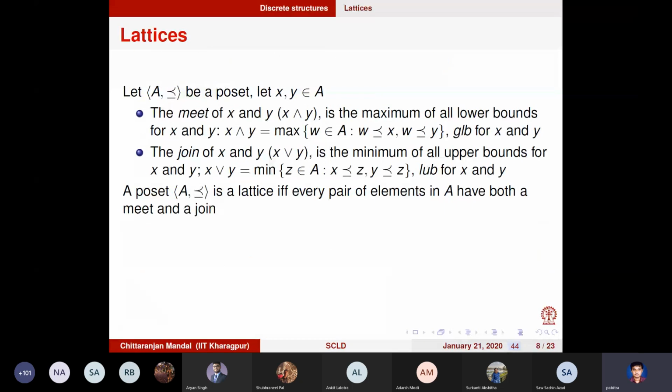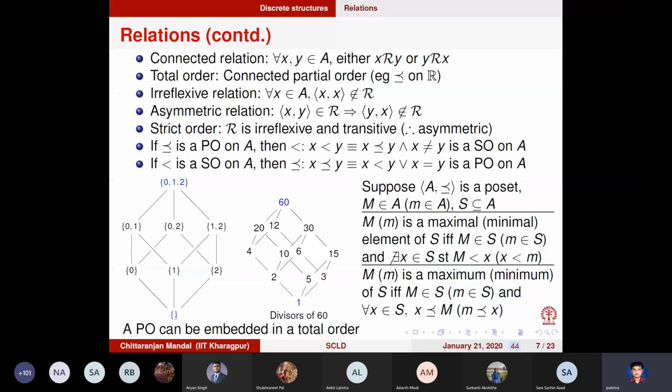I think let us stop here today. So let me quickly recapitulate. We have talked about relations. We have talked about relations satisfying certain properties like reflexivity, symmetry, transitivity. We call them an equivalence relation. Then relations satisfying reflexivity, transitivity, and antisymmetry, we talked about them as partial order relations. And we talked about total orders, which are connected partial orders. We talked about relations which are irreflexive and transitive, meaning they are asymmetric, and we call them strict order relations. And you can represent a partial order by this kind of Hasse diagram, and you can define minimal and maximal element or minimum and maximum element for this kind of strict order and partial orders.